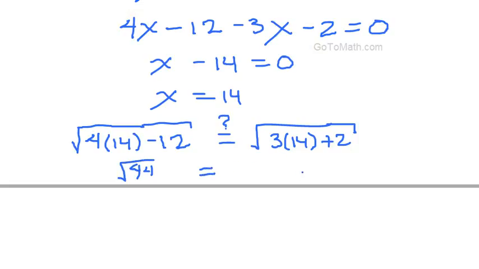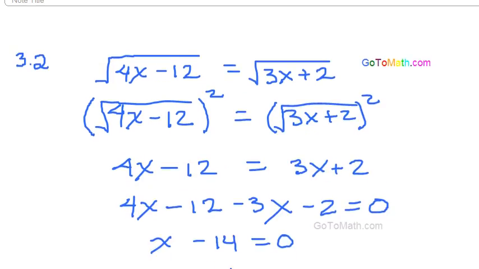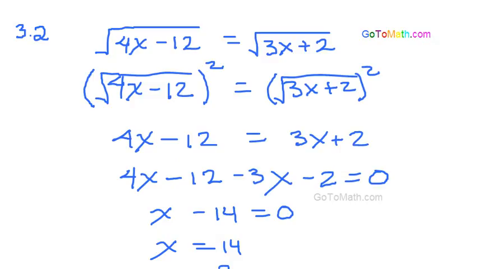But I'd sneeze again. 3 times 14 plus 2 is, let's see, 42, 44. Yeah, that's 44 also. So there you go. So we got the solution set contains 14. Solution set contains 14. Alright. Okay. That is all working out, isn't it?